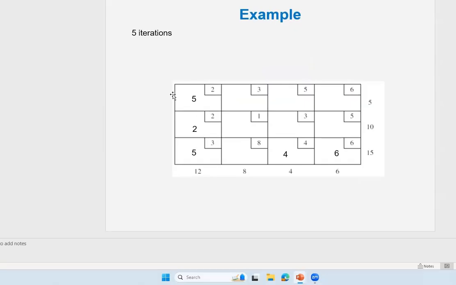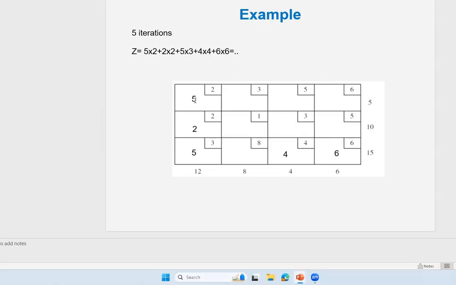How many goods are sent from supplier 1 to demand point 2? 0. How many to demand point 1? 5. So x11 is basically 5, x12 is 0, x13 is 0, and so on. So your objective function value, or z, in fact, is 5 times 2 plus 2 times 2 plus 5 times 3 plus 4 times 4 plus 6 times 6. Whatever that value is, that's the objective function value.